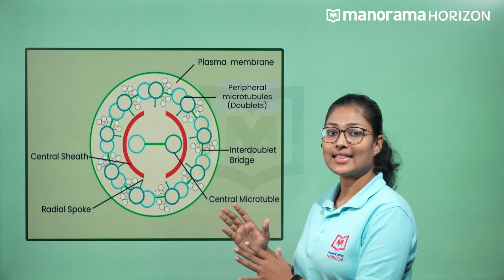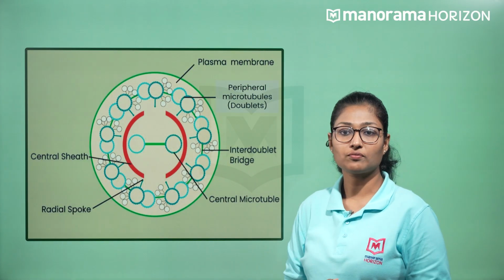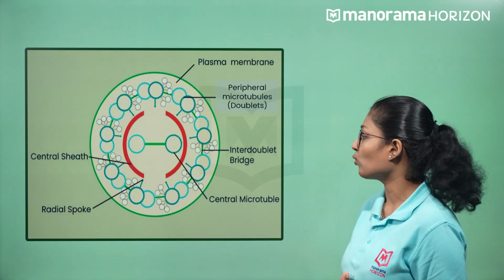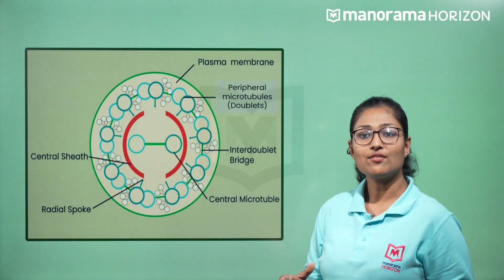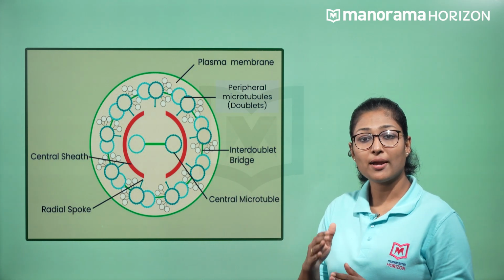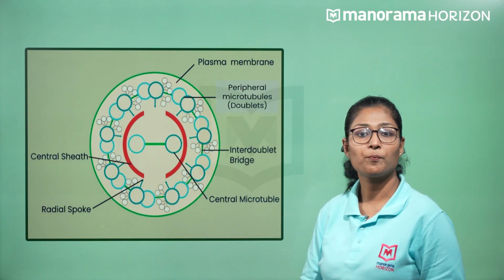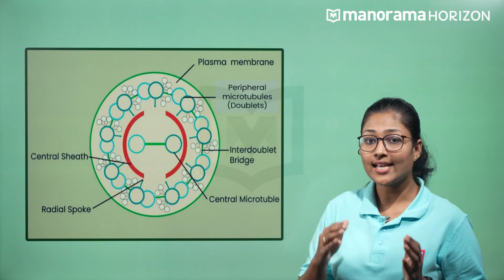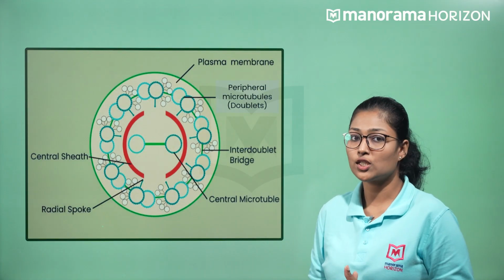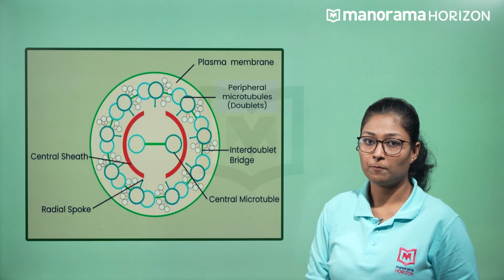Here you can see that the central microtubules are connected by bridges. Next, we will get familiarized with the radial spokes. The central sheath, as you can see in the center of the image, is connected to the peripheral microtubules through these radial spokes. So you can see that each pair of peripheral microtubules has one radial spoke. Thus, 9 radial spokes are visible.